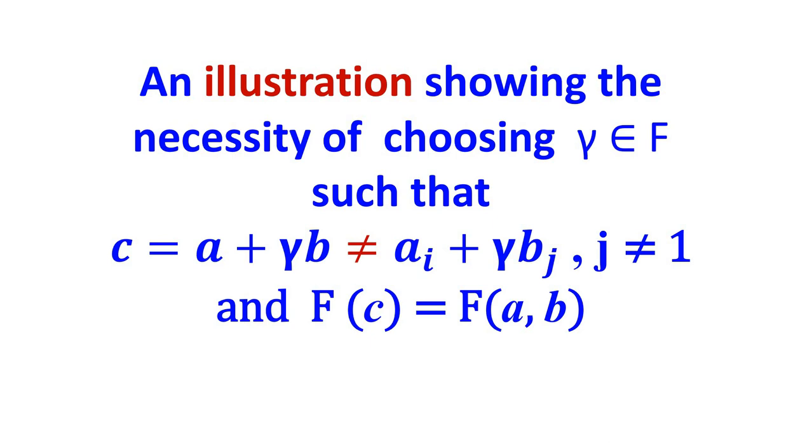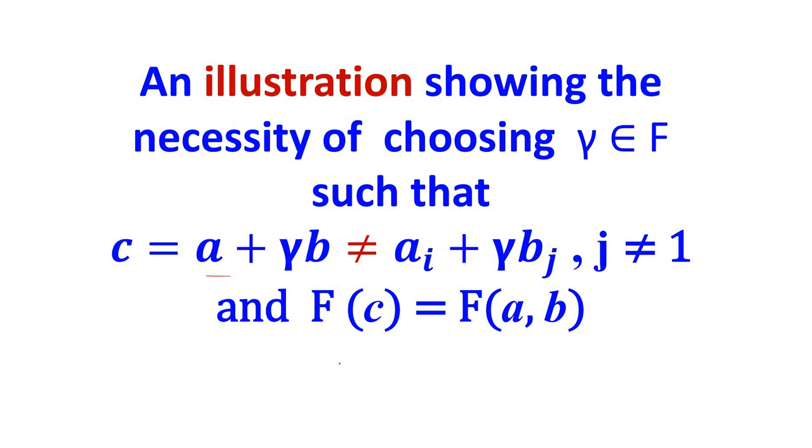In this video, we are going to have an illustration showing the necessity of choosing gamma in F such that A plus gamma B is not equal to AI plus gamma Bj for j not equal to 1, and for any value of I, such that you have your f of C as f of AB where C is this A plus gamma B.